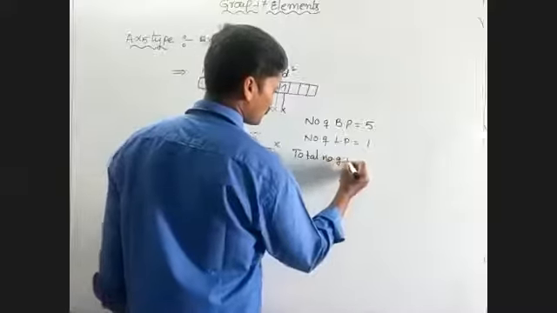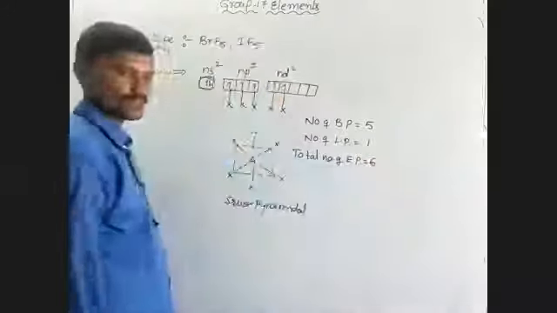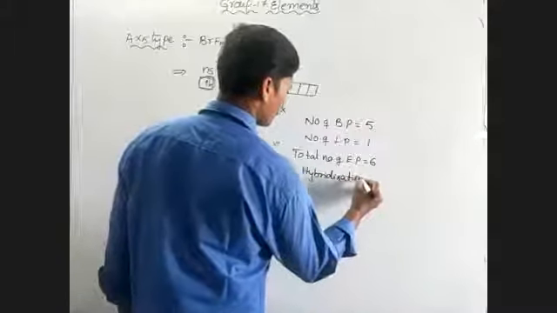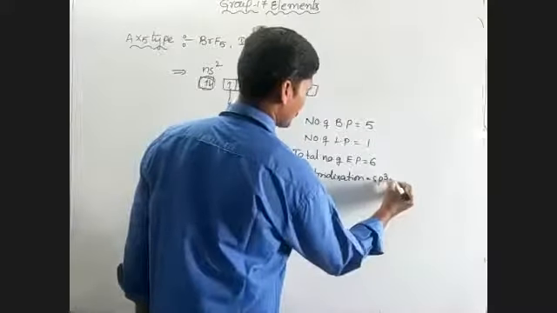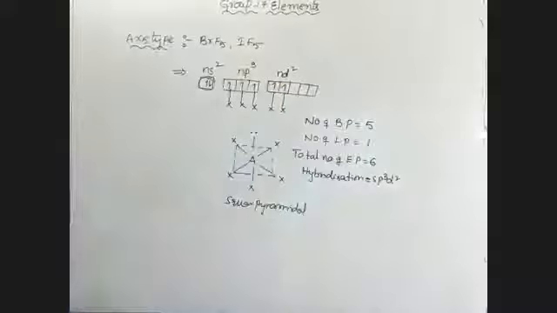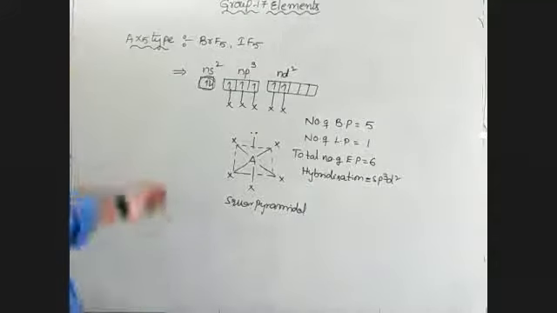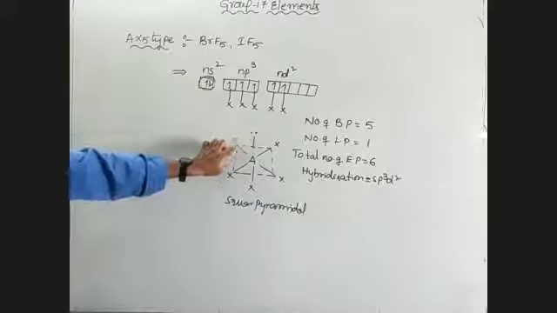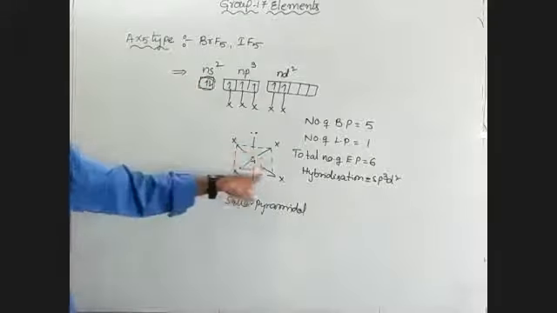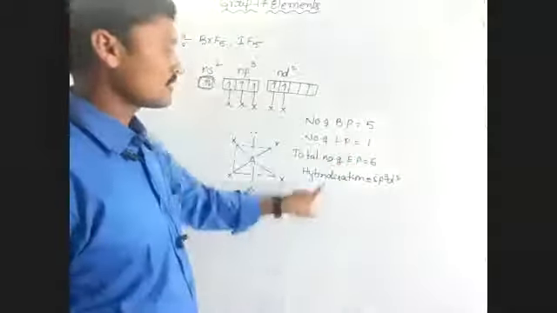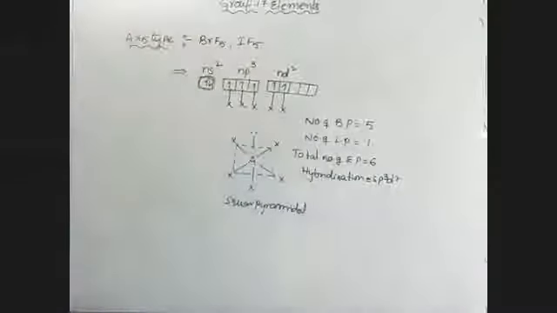Total number of electron pairs is equal to 6. So the hybridization of the central atom is sp3d2. This is AX5 type. Here one lone pair is present, 5 bond pairs are present. Total number of electron pairs is 5 plus 1, equal to 6. Hybridization is sp3d2.